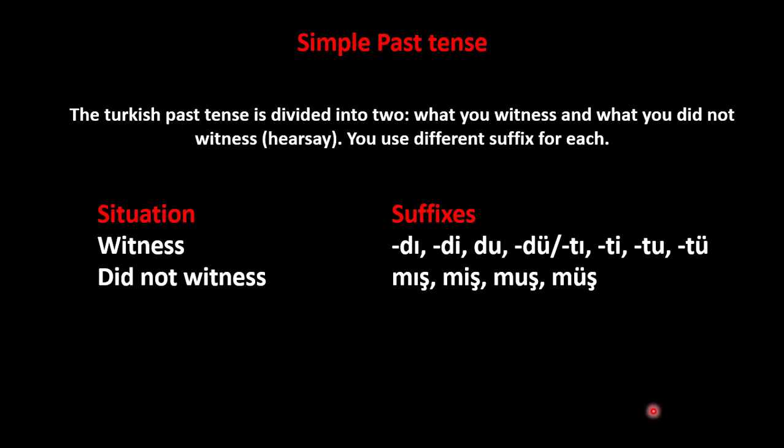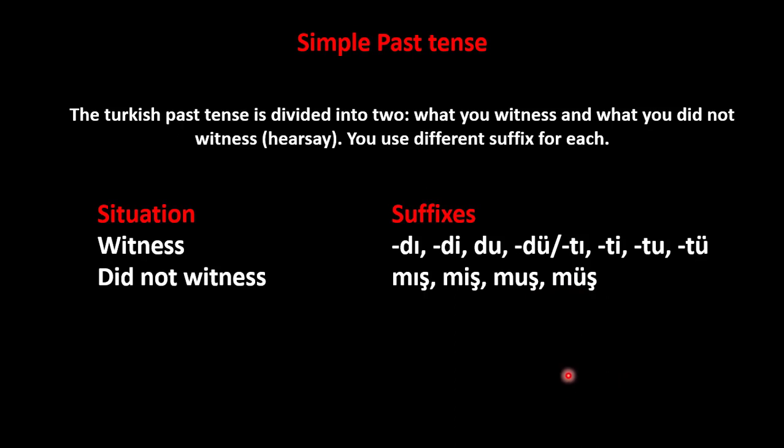So let me point out that in Turkish, the past tense is in two forms. In one form, it is an event that you witnessed, and the second one is what you did not witness. Now, to indicate the event you witnessed in the past, these are the suffixes that you use: di, dı, du, dü, ti, tı, tu, tü. If you didn't witness the event, then it becomes mış, miş, muş, müş.